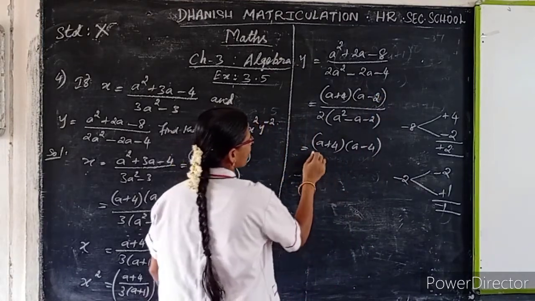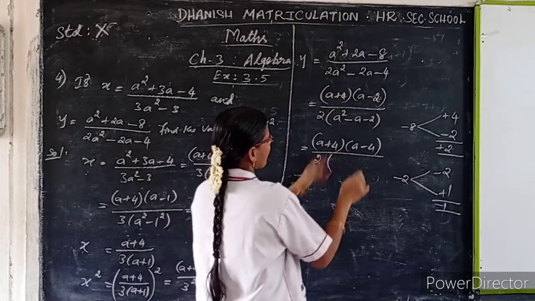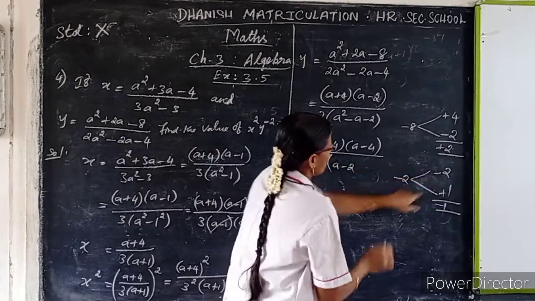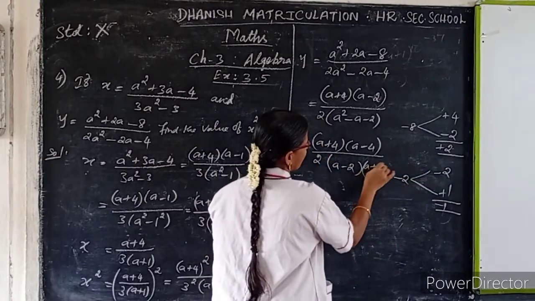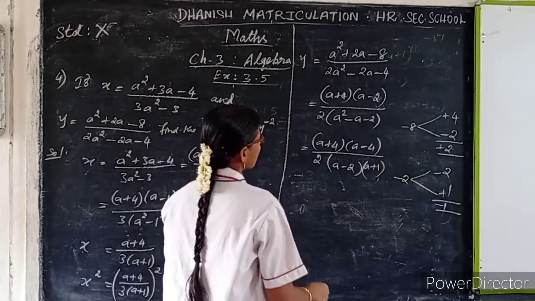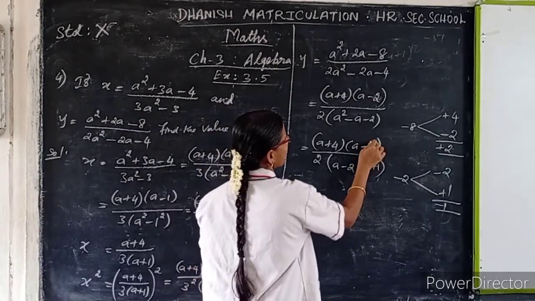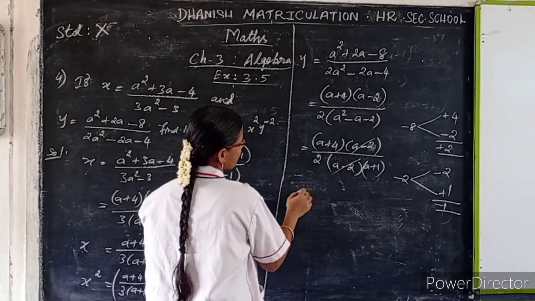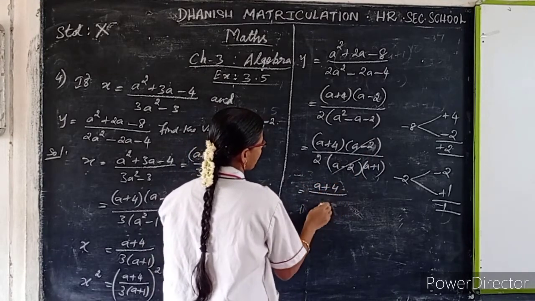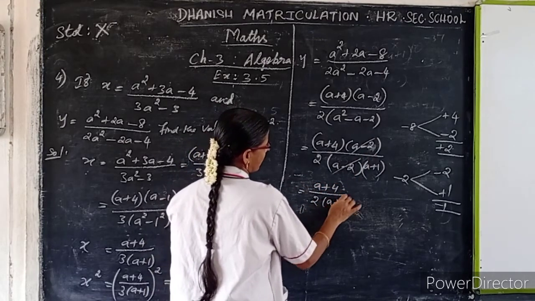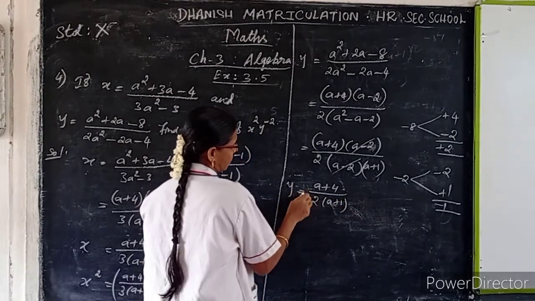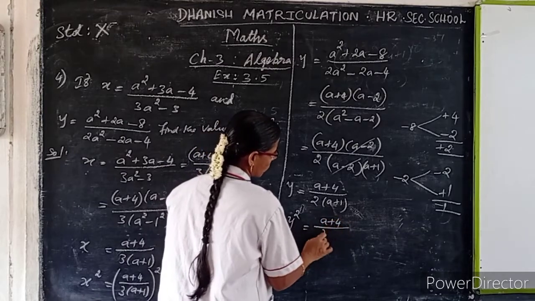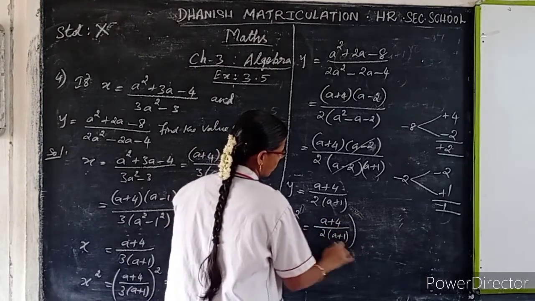Yeah, the denominator is 2. The factors for this expression are (a minus 2) into (a plus 1). Now this a minus 2 gets cancelled. So (a plus 4) divided by 2 into (a plus 1). This is our y, but we want y square. That means ((a plus 4) by 2 into (a plus 1)) the whole square.